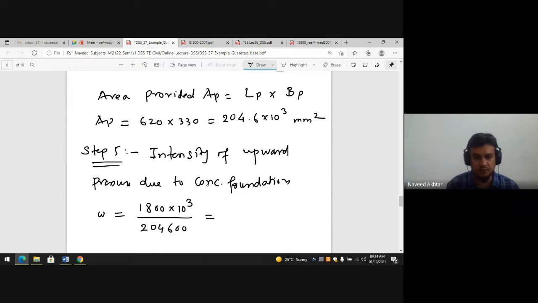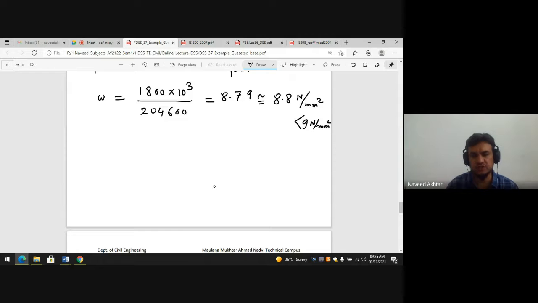The upward pressure is 8.79, or I will write down 8.8 Newton per mm square, which is less than 9 Newton per mm square. That is less than the bearing strength of the concrete, so we say it is okay.